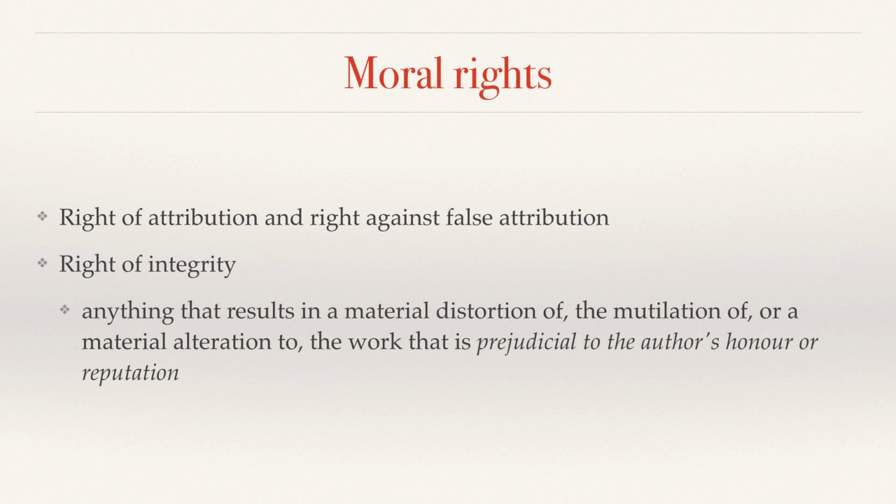Then we get to moral rights, and there are 3 main moral rights in Australia. Attribution and right against false attribution, pretty straightforward. The tricky one is integrity. Remember that integrity is a right to object to anything that results in a material distortion or mutilation of an author's work. Only natural people get moral rights. Corporations do not get moral rights.